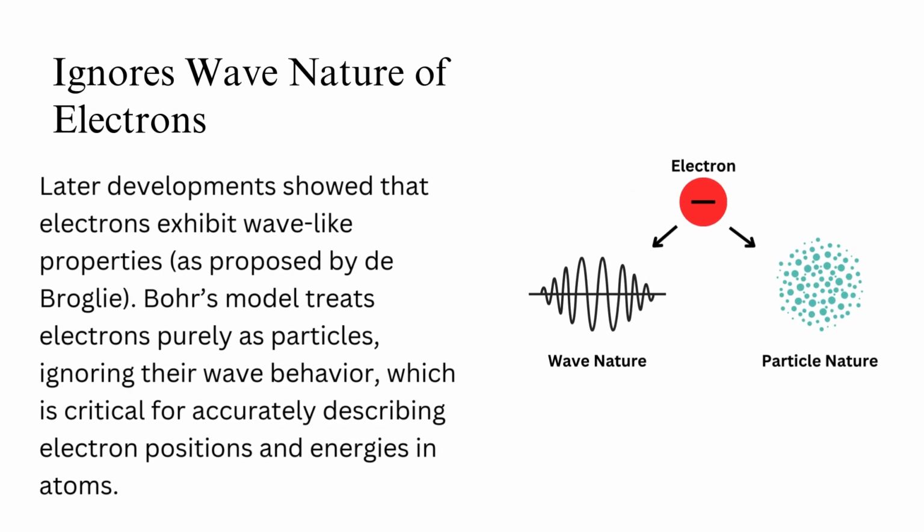Ignores wave nature of electrons. Later developments showed that electrons exhibit wave-like properties, as proposed by de Broglie. Bohr's model treats electrons purely as particles, ignoring their wave behavior, which is critical for accurately describing electron positions and energies in atoms.